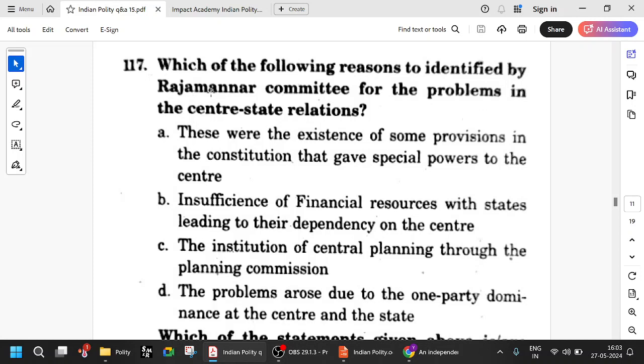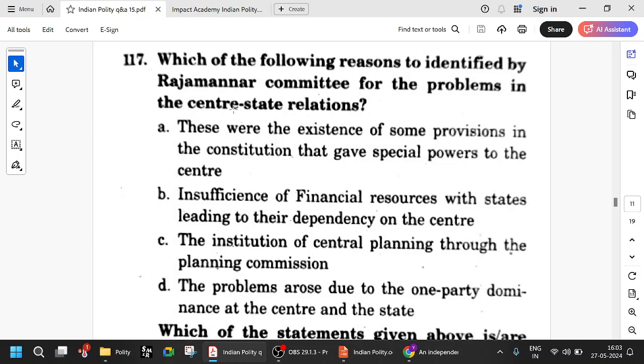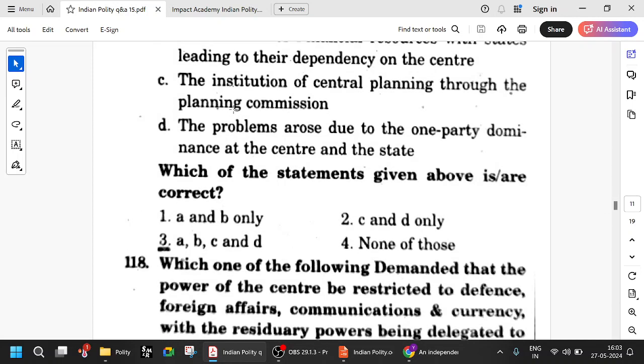The Rajamannar Committee was appointed by the DMK government in Tamil Nadu. They appointed this committee to see why the center is becoming more powerful at the cost of the states. But obviously the central government will not accept the recommendations because they are saying to reduce the powers of the central government, remove the central officers like IAS, IPS, etc. All those. So the central government will not reduce its powers. Okay. So which of the statements are correct?